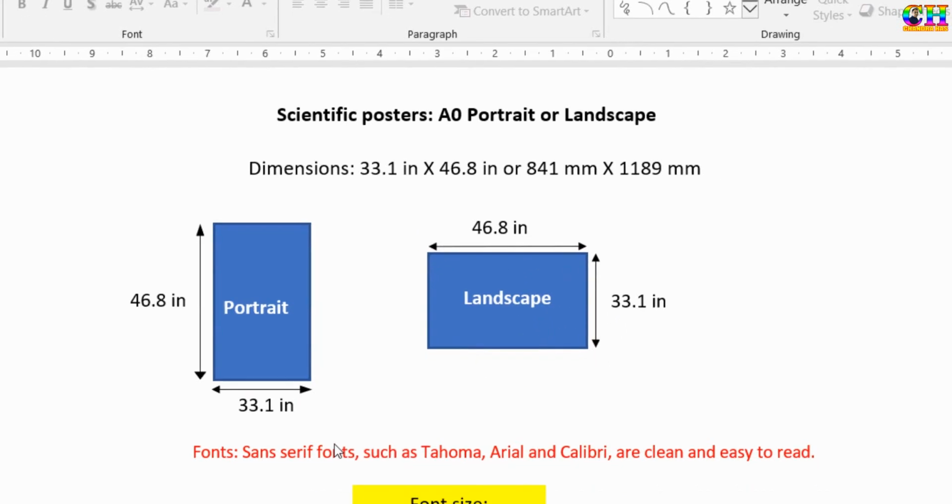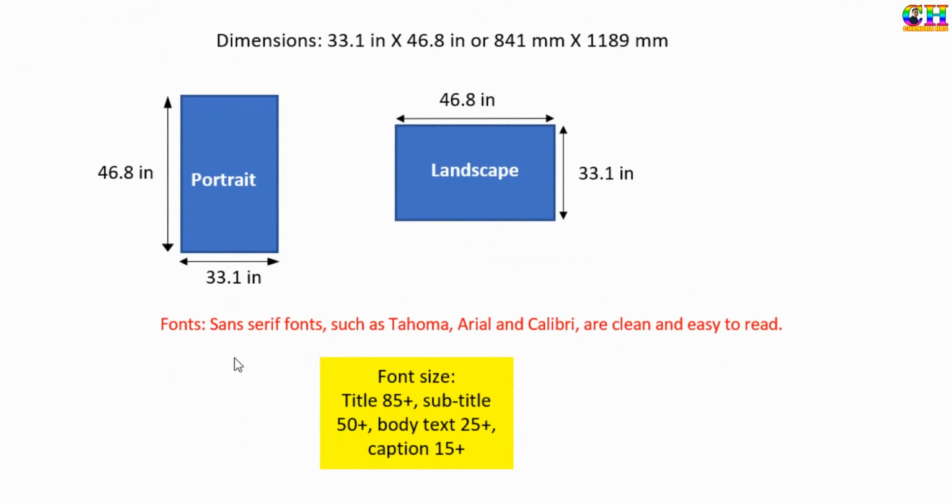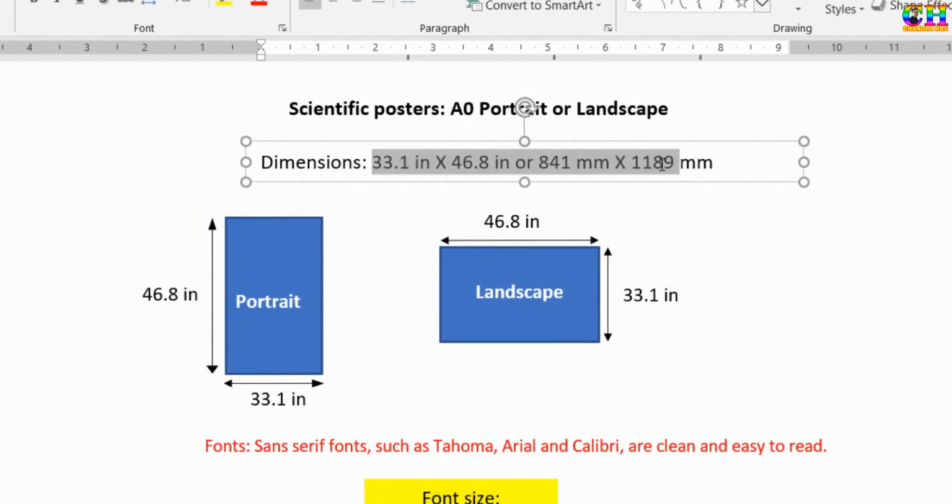For posters, we can choose any font, but it should be very clean and easy to read. Generally, sans serif fonts are used. Further, you can choose any font size, but it should be readable at least from 1 to 2 meters away from the poster. Remember, this size is not fixed. In some cases, it can be more or less by a few inches.